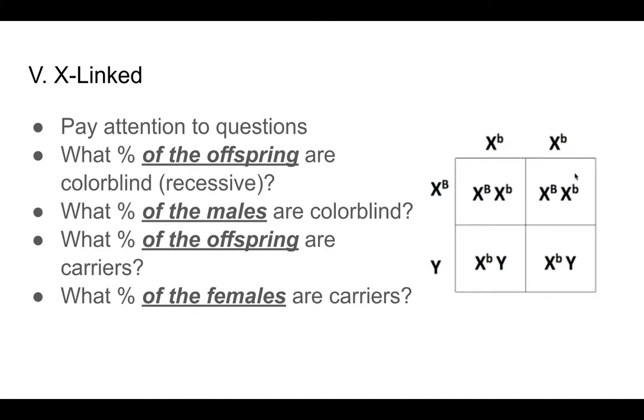100% of the females. Both of these females are carriers. So just pay attention to what the question is asking. If it's asking you to consider all of the offspring, your denominator here is all 4 possibilities. But if it's asking you to consider a particular sex, your denominator changes, and you can only focus on those that are of the sex that the question is asking.